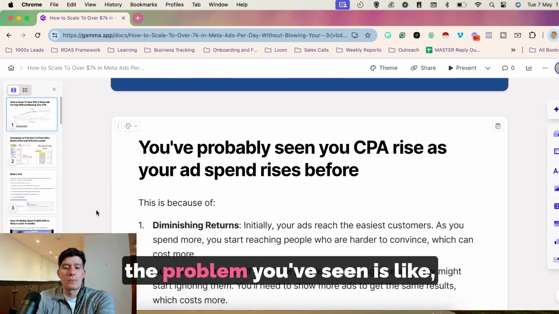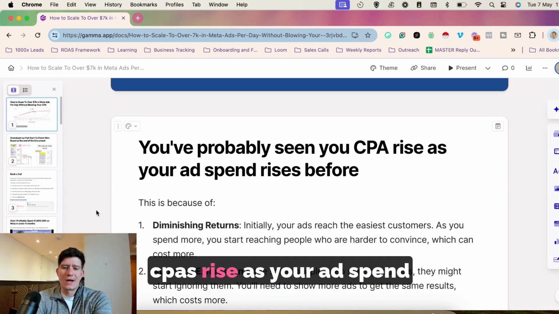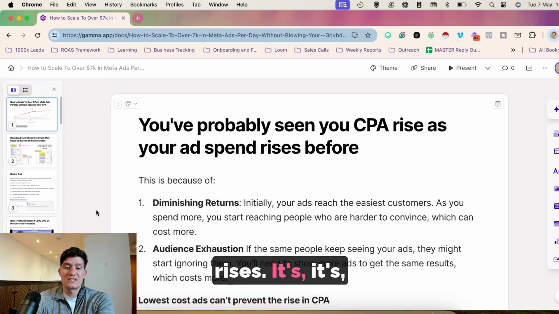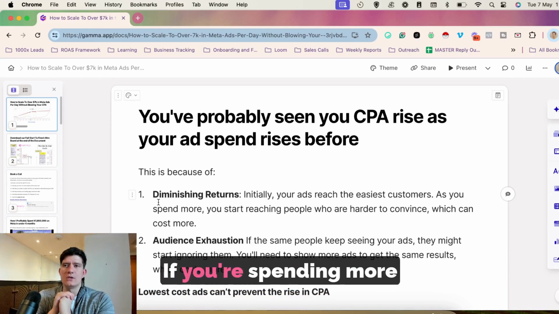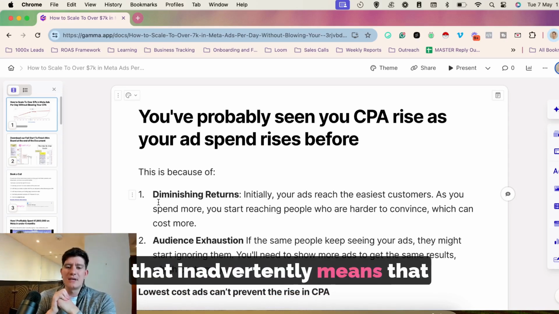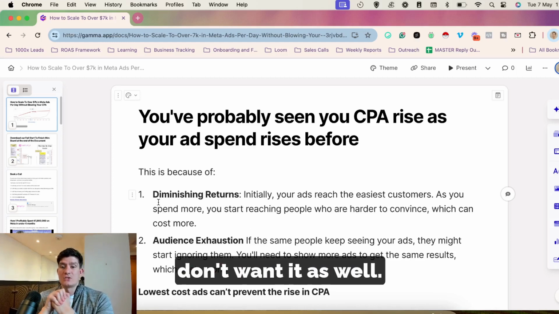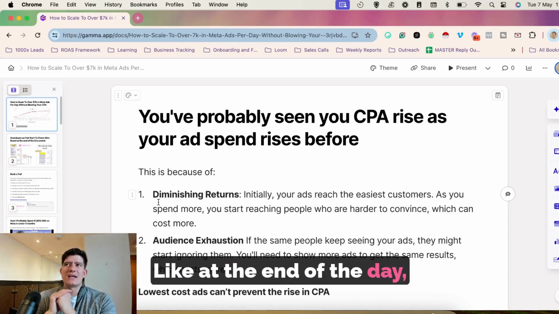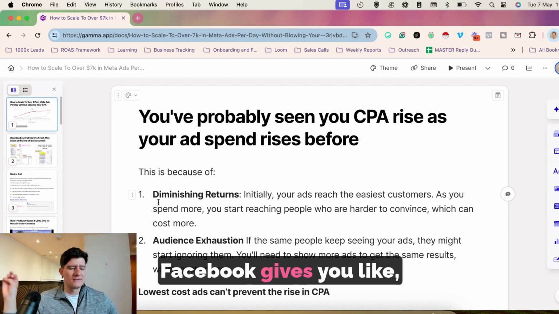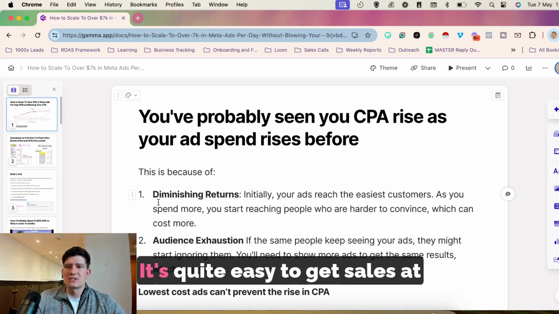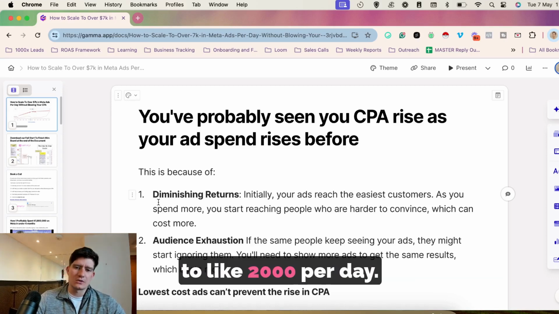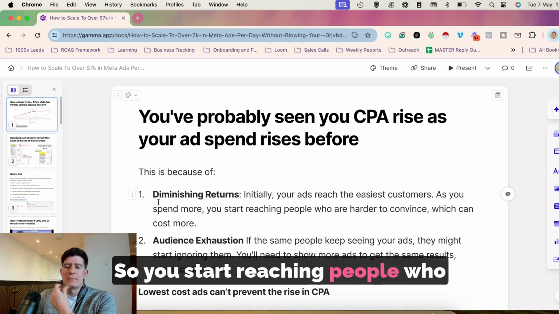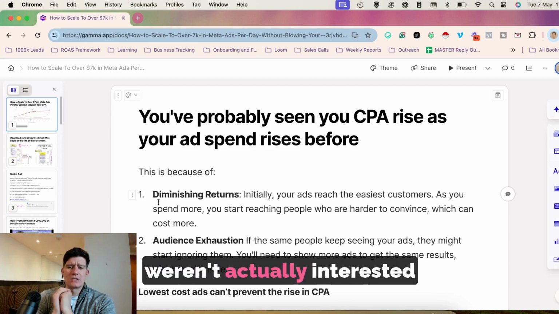So yeah, the problem you've seen is CPAs rise as your ad spend rises. It's very natural to do this because there's a law of diminishing returns. If you're spending more to reach more people, that inadvertently means that you're seeing people that don't want it as well. At the end of the day, at a lower spend, Facebook gives you the easiest customers. It's quite easy to get sales at $20 per day in relation to $2,000 per day. So you start reaching people who are in the wider market who weren't actually interested in you.